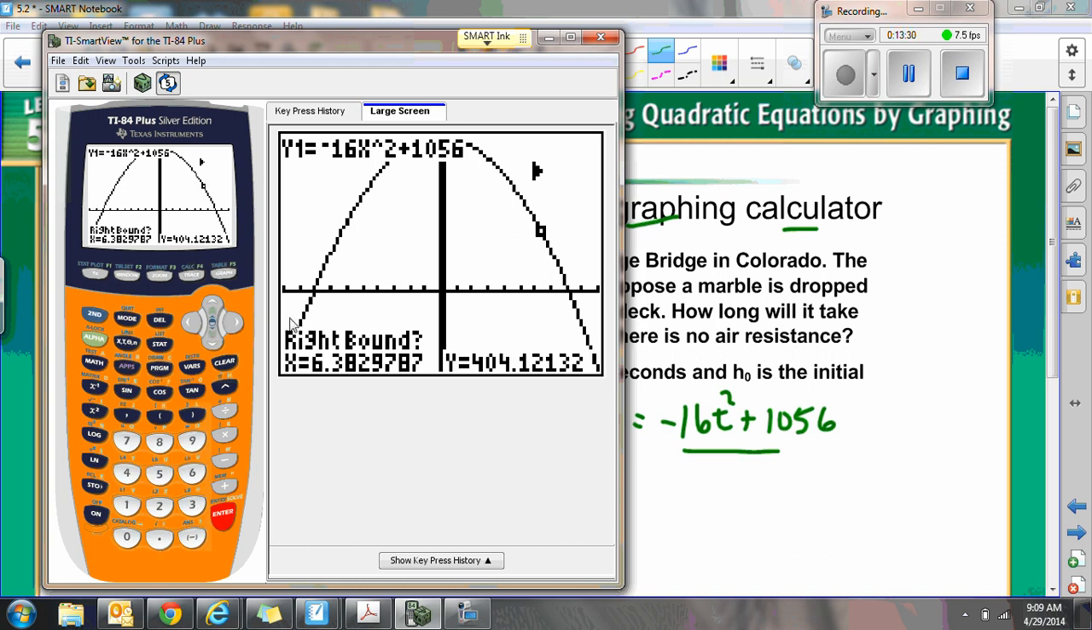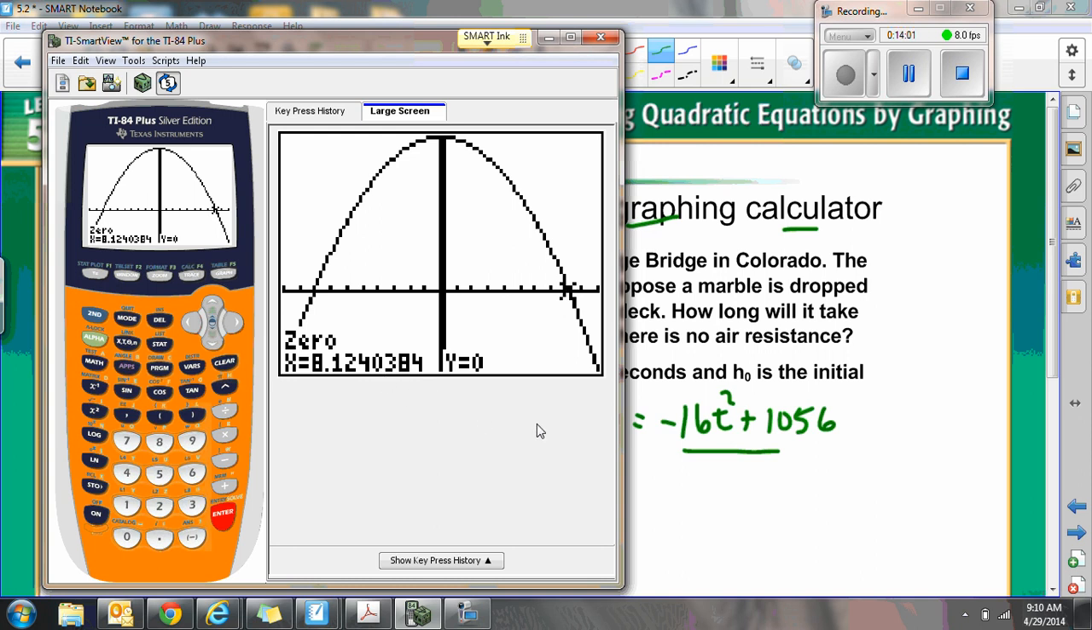I'm going to press enter. It's then going to ask for a right bound. So I then move the little cursor somewhere to the right of that 0. Press enter one more time. And you can see what the calculator is doing is getting a range for which to search for this 0. So it's going to look between these two arrows. Finally, it says take a guess. I'm going to put the cursor as close to that 0 as I can get. Now you can see it's not going to be perfect, but as close as I can get. Press enter one more time, and the calculator is going to find the 0.